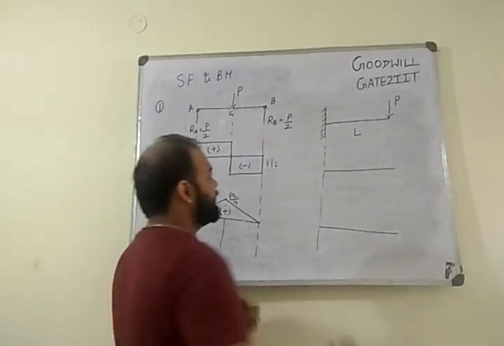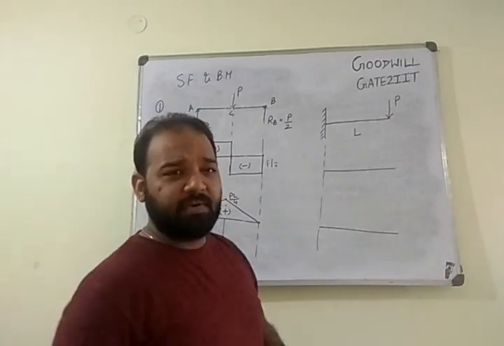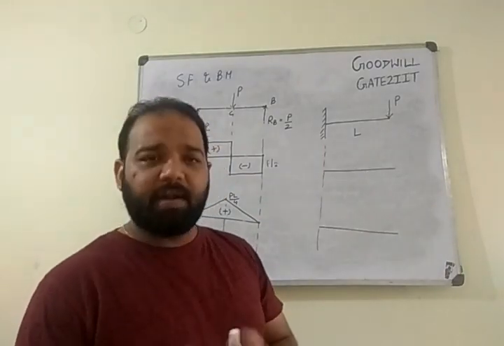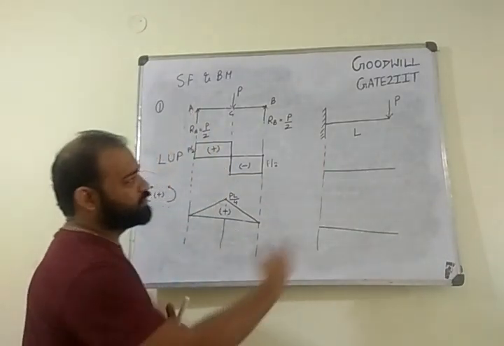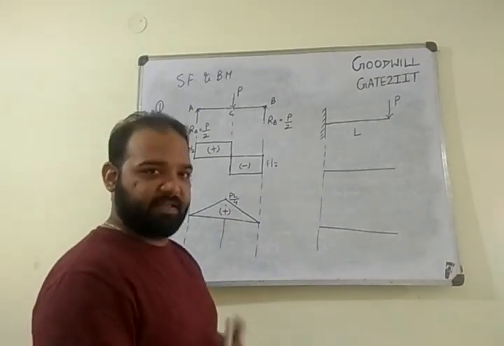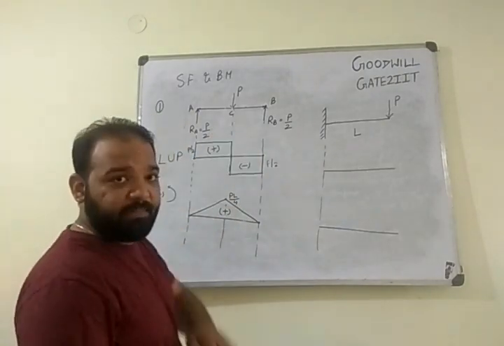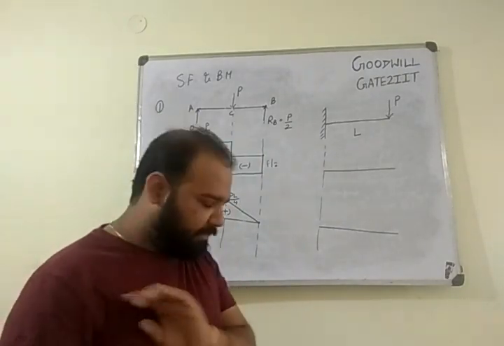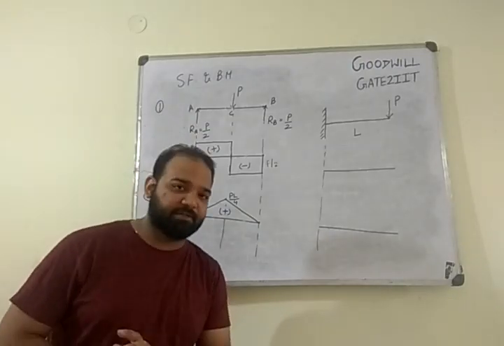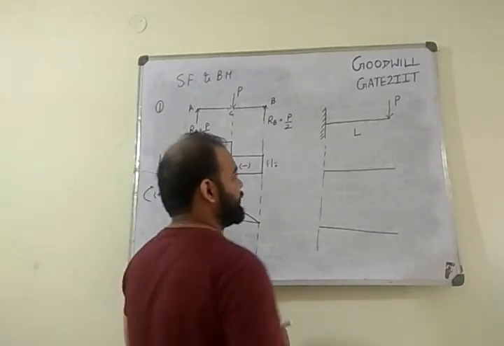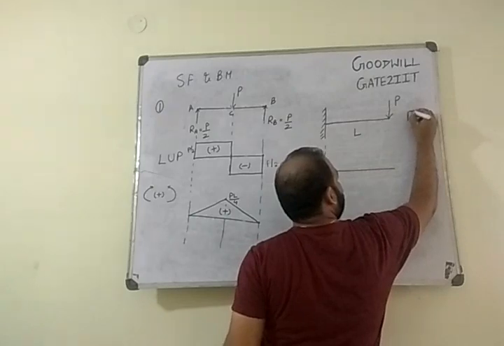Keep in mind, for a cantilever beam it's not required to calculate reactions, because we can always move from the free end, it saves your time. But in a simply supported beam, the first thing you should always do, whatever your numerical is, is calculate the reactions first. Then only you can solve your numerical. Right? So I'll follow the same method.